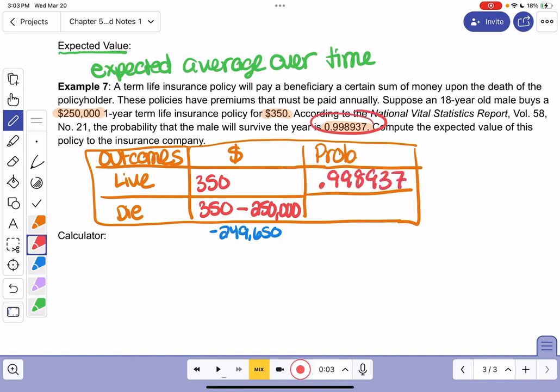The probability of living is 0.998937. Probabilities have to add up to 1, so the probability he dies is 1 minus 0.998937. And if you do that math out, you get 0.001063.